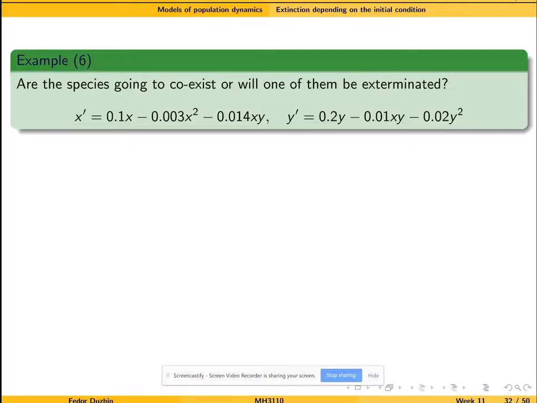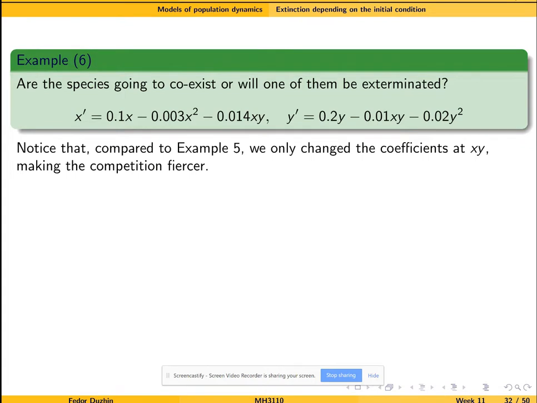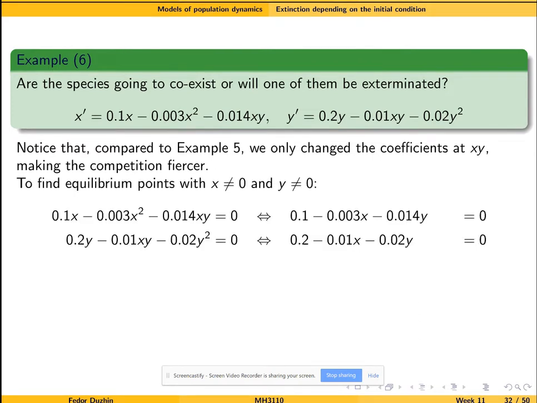Still the same question, right? So we're modeling two competing species, and the question is whether they are going to coexist. So notice that the change as compared to the previous example is that we increased the coefficient at xy. So both of them are bigger than in the previous example. So in other words, the competition became fiercer. It became so much more intense.